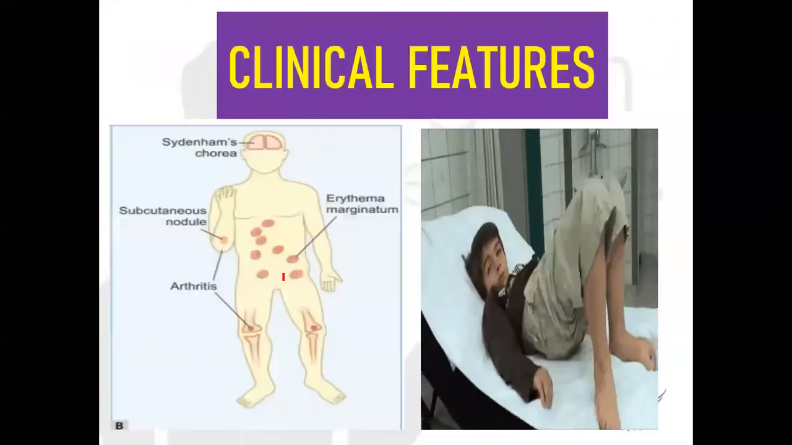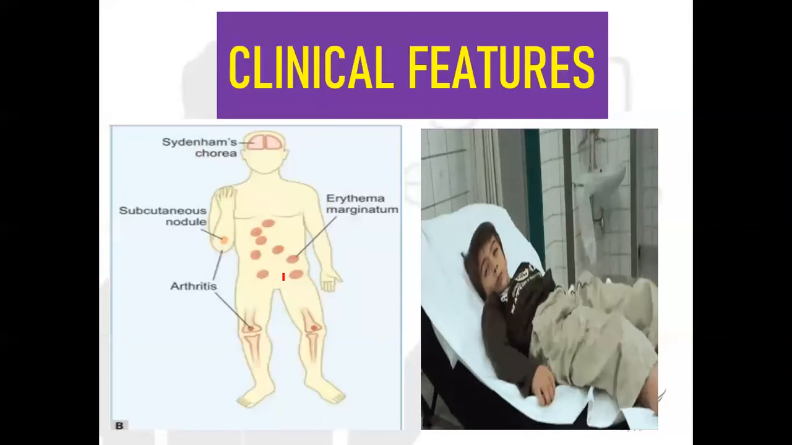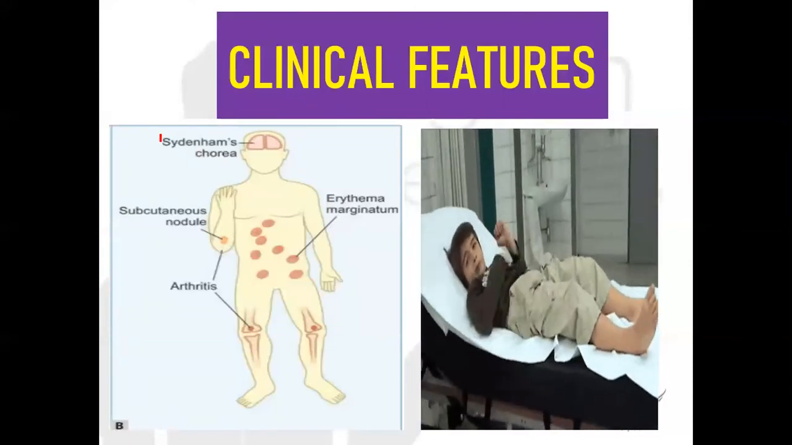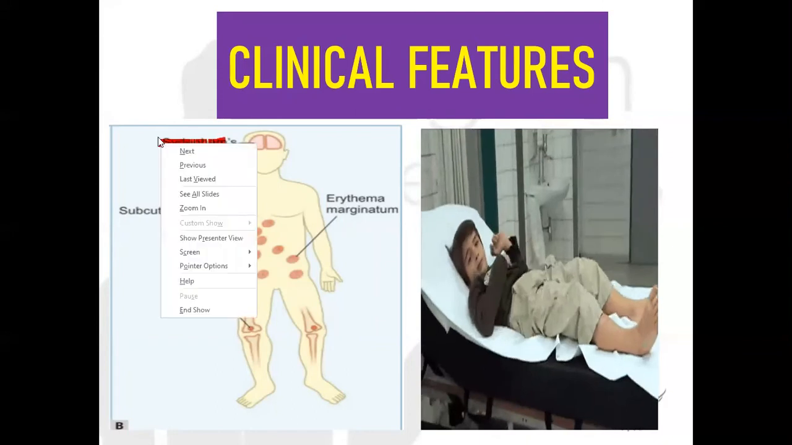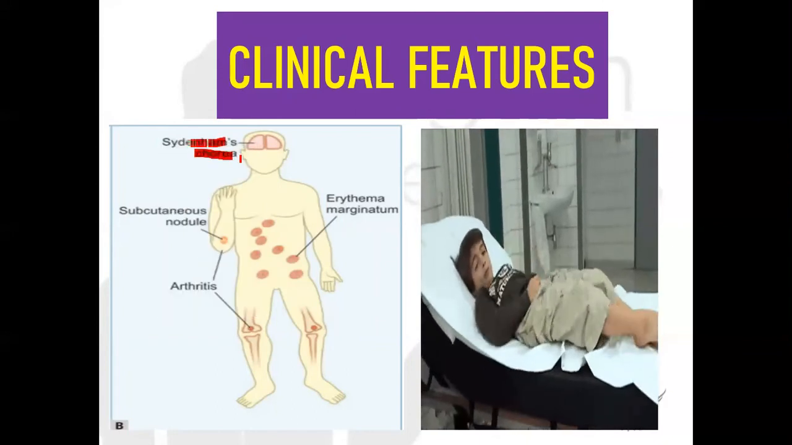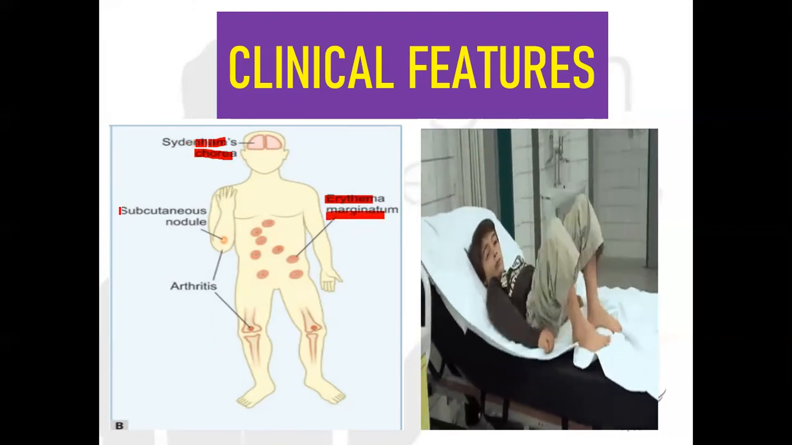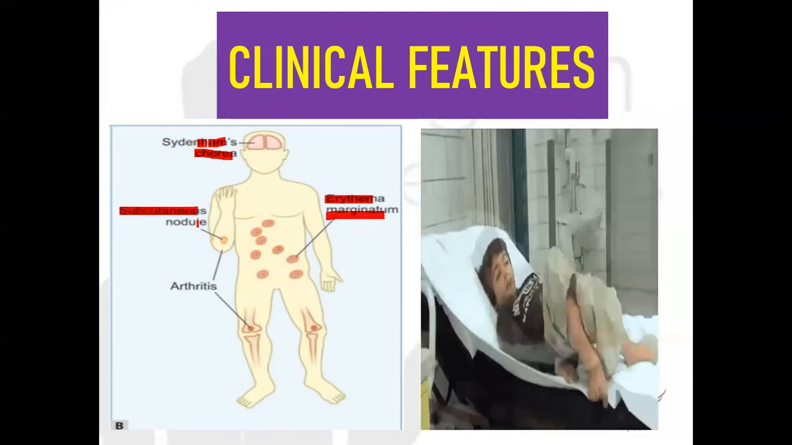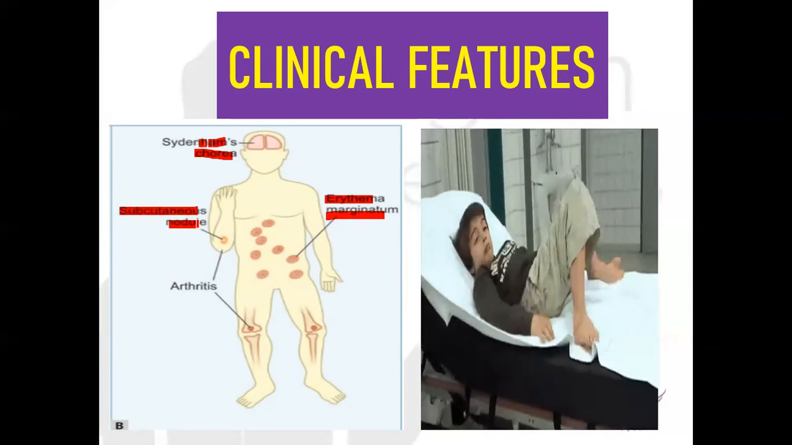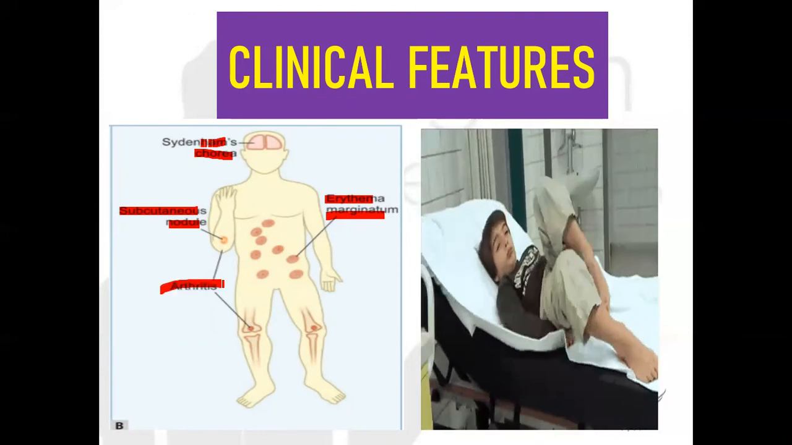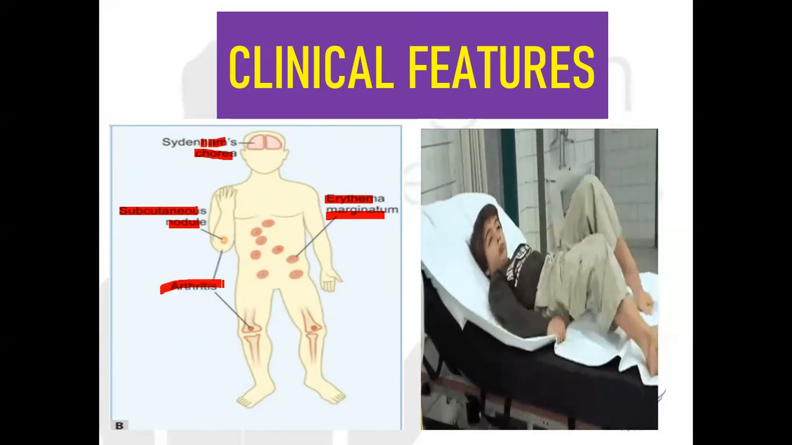Now we will move on to clinical features. Hereafter it is going to be very easy. These are the characteristic symptoms. Sydenham's chorea, I'll tell you what that is. Next, erythema marginatum, subcutaneous nodule. If you remember the case scenario, on the extensor aspect of the forearm there was a subcutaneous nodule, and then arthritis.